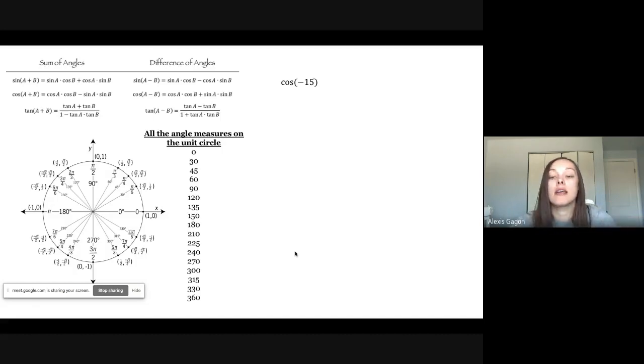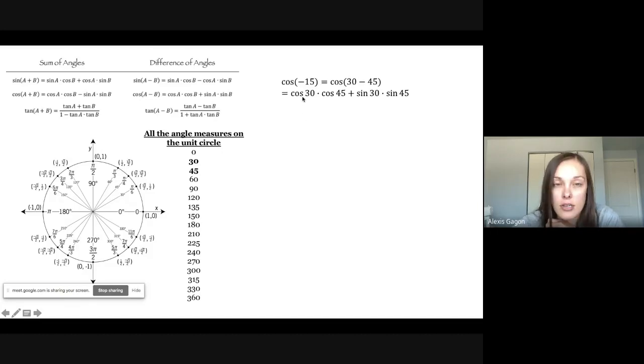So we have cosine of negative 15. Well, I know that 45 minus 30 is 15. So if I just reverse that, 30 minus 45 would give me negative 15. So I'm going to use 30 and I'm going to use negative 45, or just minus 45. That means I'm using this one right here: cosine of A times cosine of B plus sine of A times sine of B. So that's going to be cosine of 30 times cosine of 45 plus sine of 30 times sine of 45.